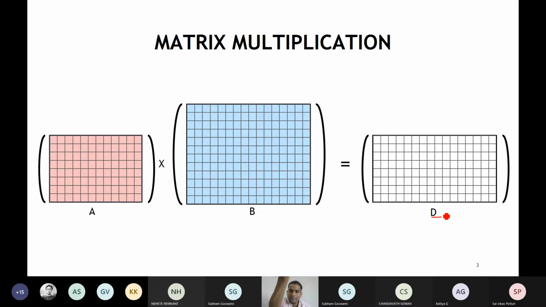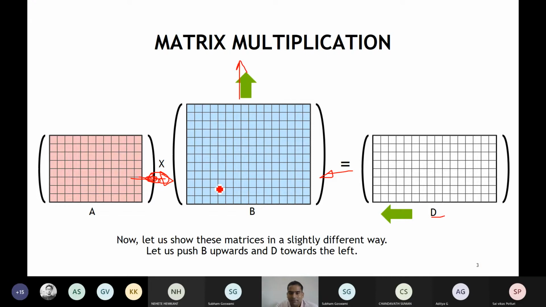I push this up. Okay. I push it up. And I push this A left. Okay. These are the two things I do. So I push, sorry, not the A matrix. I push this D here. This A will remain at its own place, but D will come here.